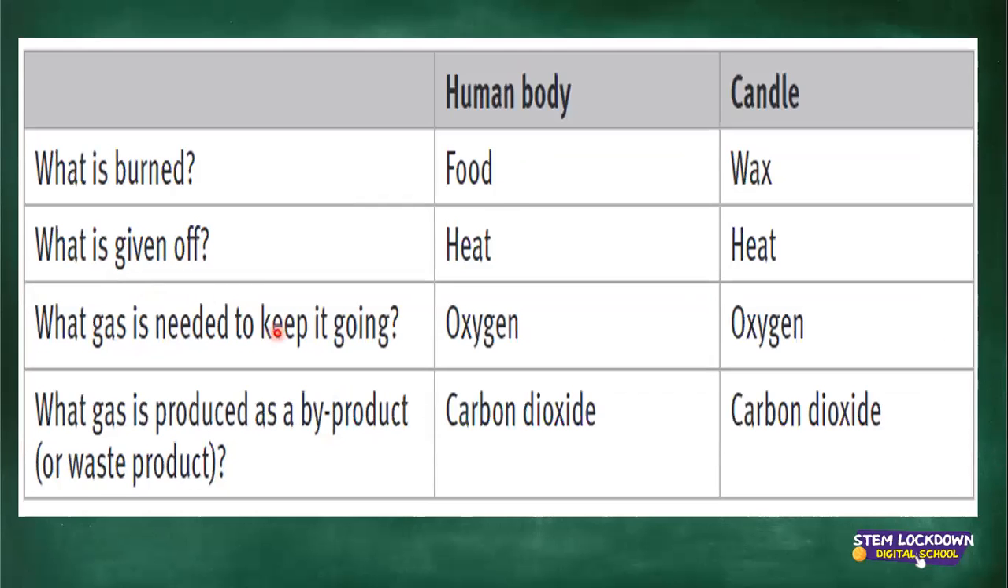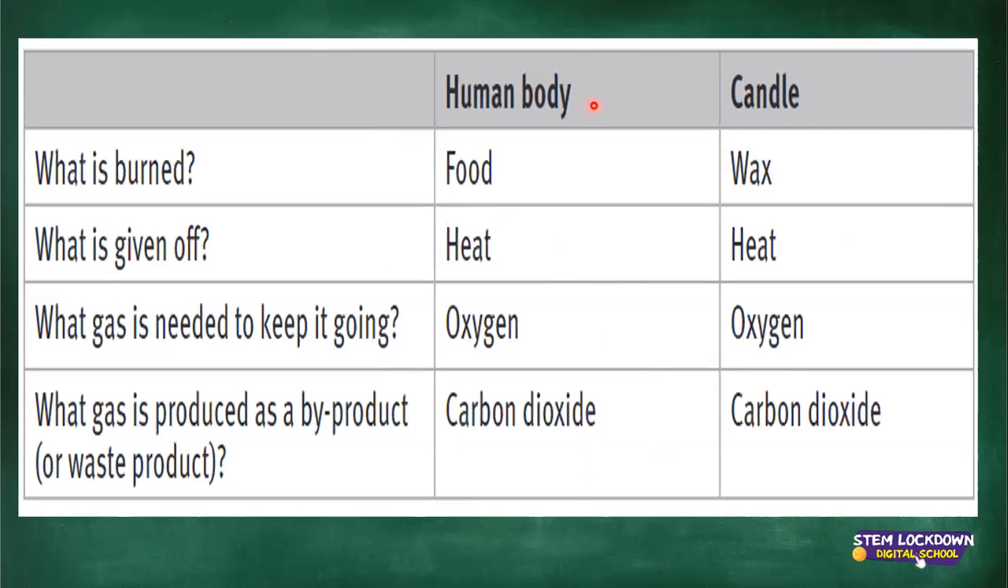And then what gas is needed to keep it going? We all know the process of combustion, that no fire will happen unless there is what? Oxygen. So you need oxygen for this heat to be given off. So the candle will need an input of oxygen so that the wax can be burnt and heat could be given off. And then what gas is produced as a byproduct or waste product? It would be carbon dioxide because you are taking in oxygen, but it's giving out what? Carbon dioxide. The same applies to a human body.